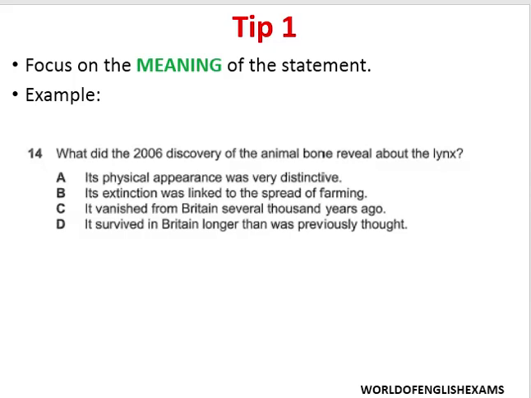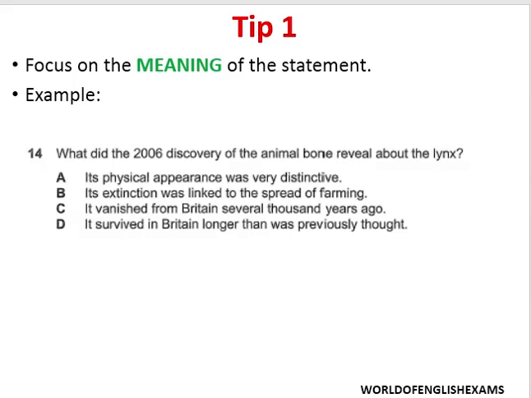Here your keyword should first be 2006, obviously, because it's easy to find numbers. Animal bone is your second keyword. In case you don't find "animal" as it is, you have to focus more on "bone." And please don't focus on words like "reveal," "about" and all that. You don't find such words. Here it is just for the framing of the question that those words are given to us, and they don't play any significant role in finding the answer.